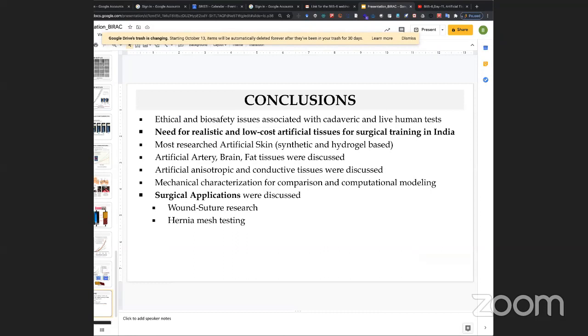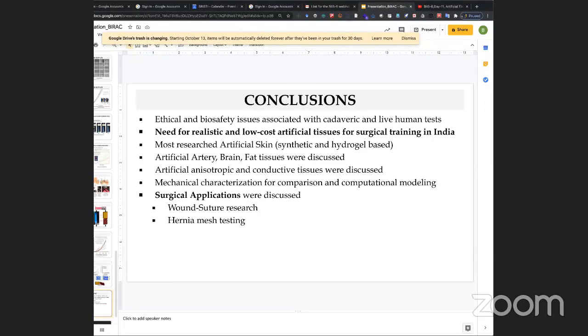Characterization needs to be done for comparison with an actual tissue to justify that this artificial tissue is as good as an original tissue. And computational modeling can also be done as an extension to pinpoint some surgical problems or some health issues which we can correct using this variant. And surgical applications which were discussed include wound suture research and hernia mesh testing. So this is a fairly big opportunity in India, where we can start surgical soft tissue production at a very low cost.